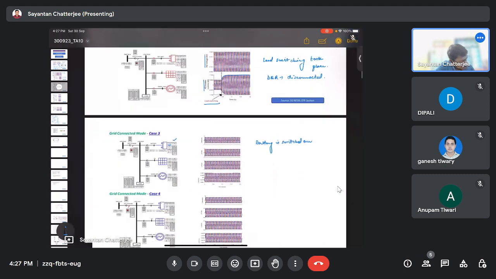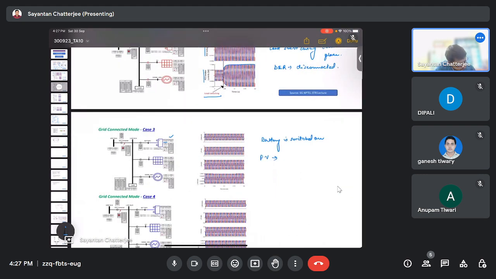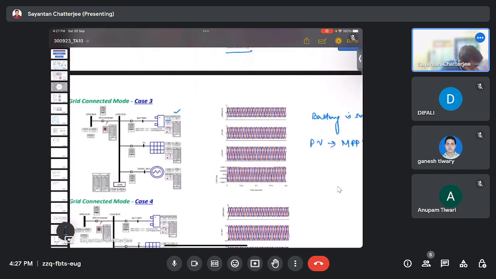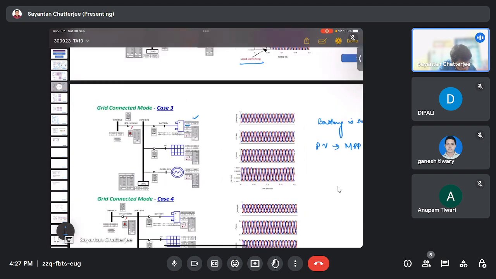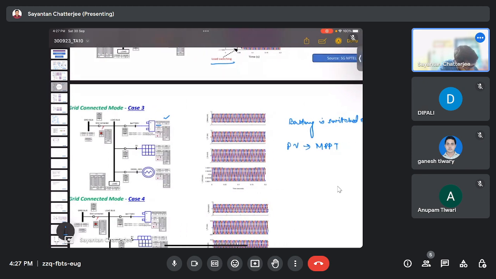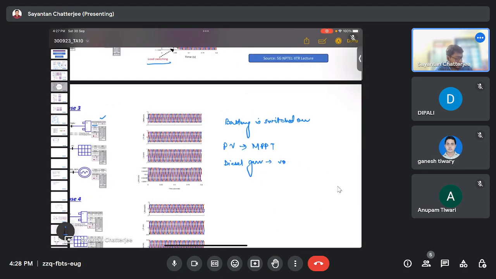PV is operating at MPPT, meaning the solar is working at MPPT, as well as the diesel generator. The diesel generator is also operating in the overexcited mode of operation, so that it can help in voltage regulation.